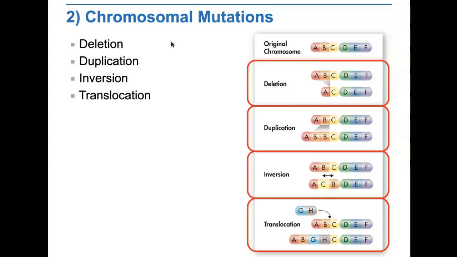Deletion involves the loss of all or part of a chromosome. Duplication produces an extra copy of all or part of a chromosome. And inversion reverses the direction of parts of a chromosome. Translocation occurs when part of one chromosome breaks off and attaches to another.